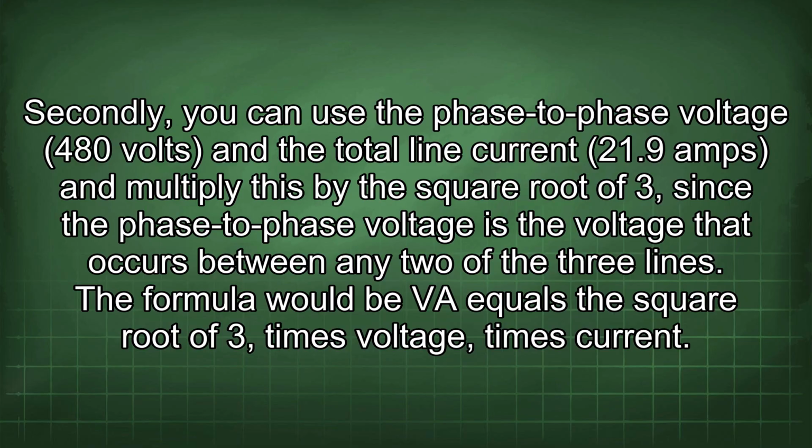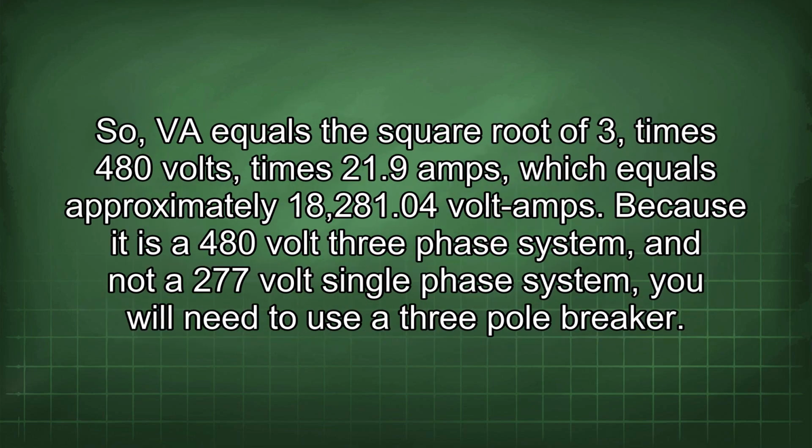Secondly, you can use the phase-to-phase voltage 480 volts and the total line current 21.9 amps and multiply this by the square root of 3, since the phase-to-phase voltage is the voltage that occurs between any two of the three lines. The formula would be VA equals the square root of 3 times voltage times current. So, VA equals the square root of 3 times 480 volts times 21.9 amps, which equals approximately 18,281.4 volt amps. Because it is a 480 volt three-phase system and not a 277 volt single-phase system, you will need to use a 3-pole breaker.